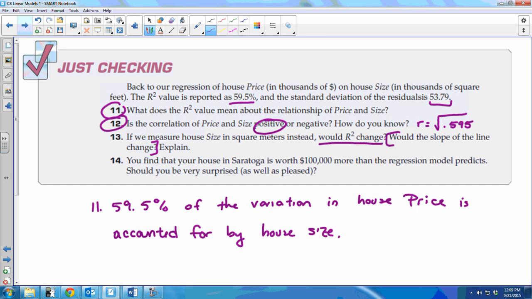Okay, so you change units, you're going to change the actual slope, but it does not change the correlation. Question on that? So that would be no, and that would be yes.